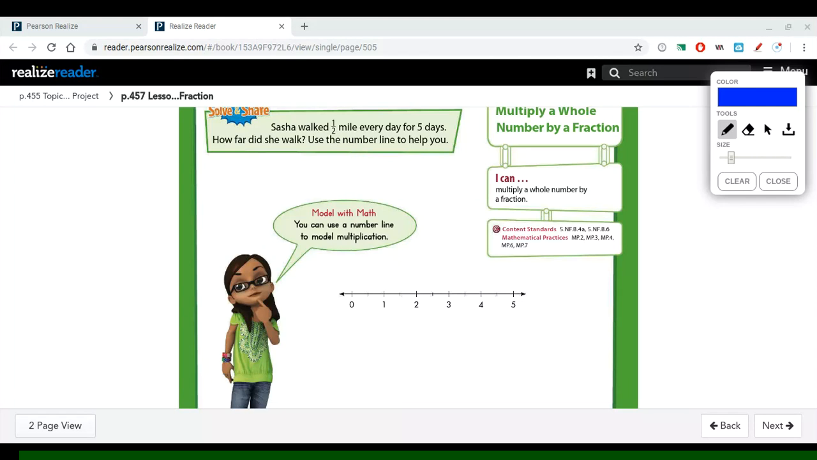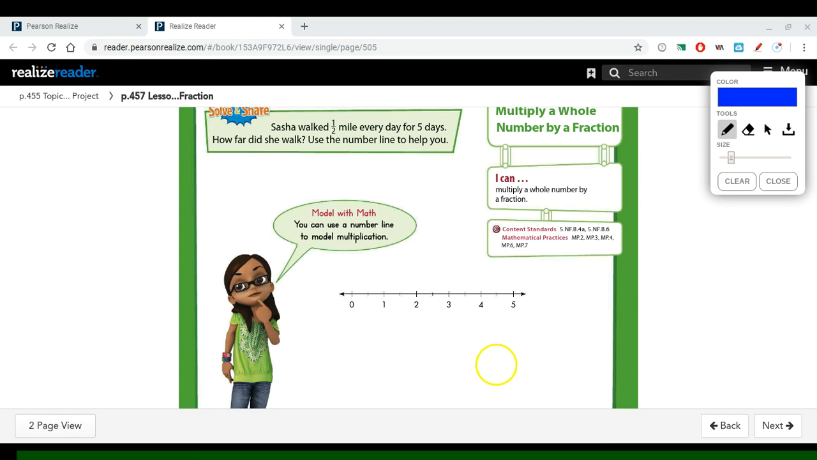In this topic, we are going to be looking at how we multiply fractions. And so today's focus is going to be multiplying a whole number by a fraction using models. So if we look at our first problem, Sasha walked half a mile every day for 5 days. How far did she walk? Use the number line to help you.